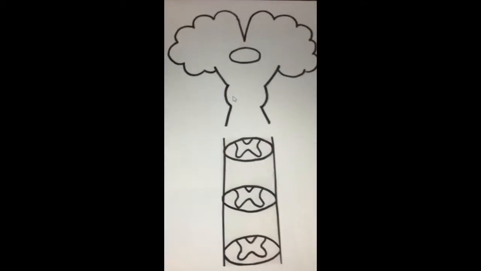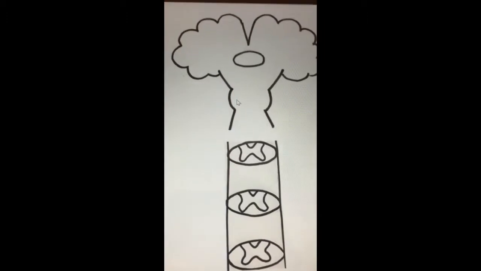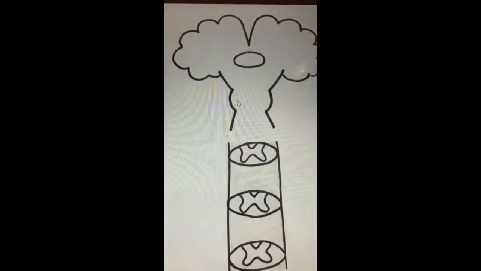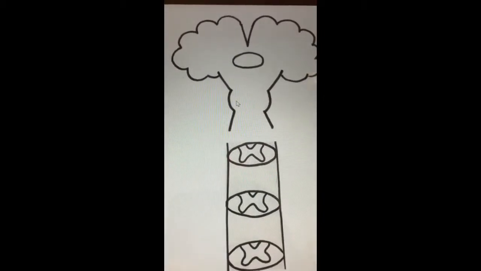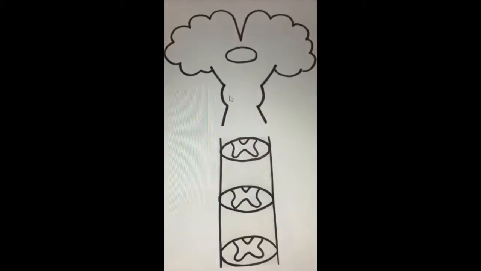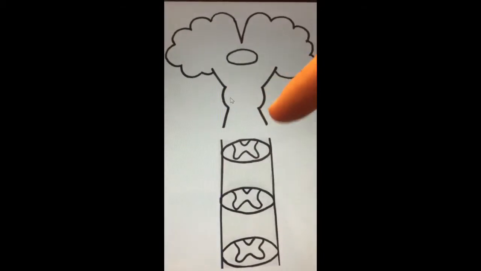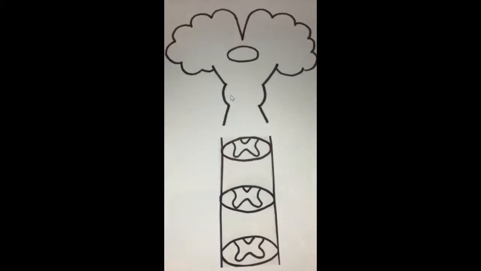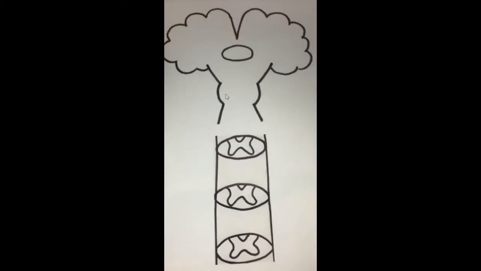So, injuries here, or clinical presentations of damage to this. If anything happens up here in the cortex, above the decussation, we're going to see contralateral deficits. Anything happening below the decussation, at the level of the spinal cord, is going to present with an ipsilateral deficit.